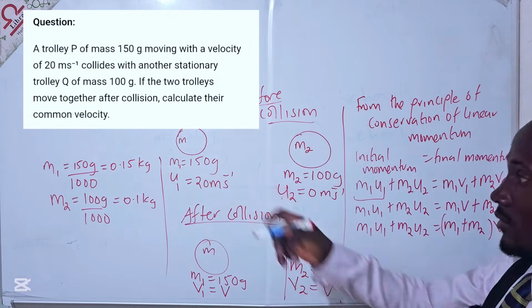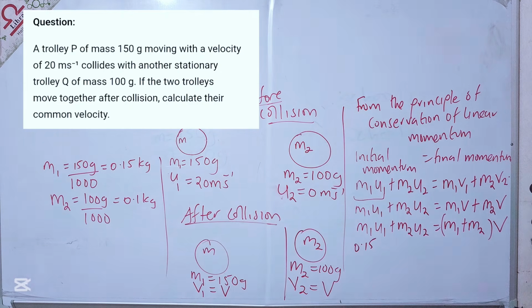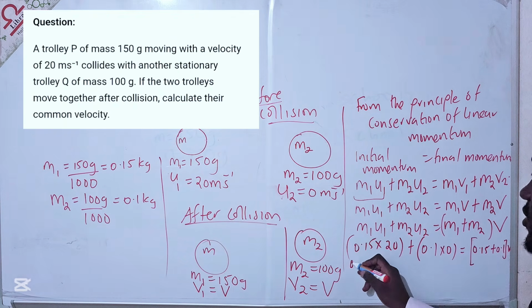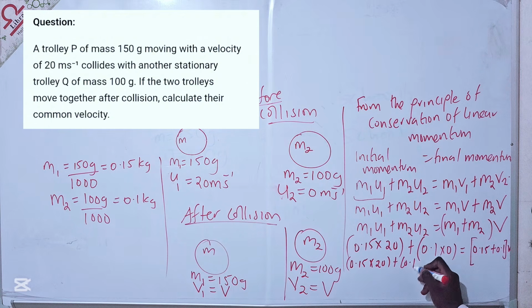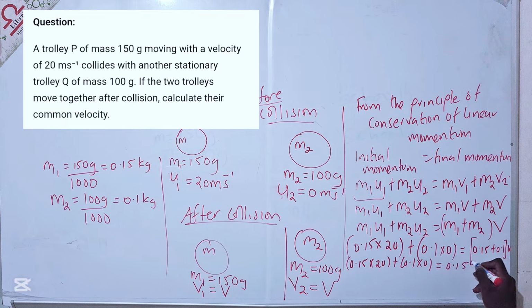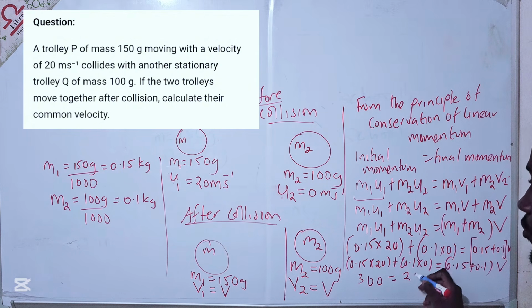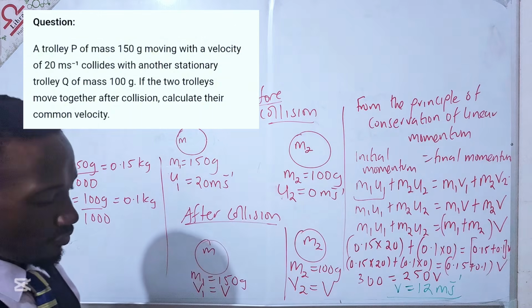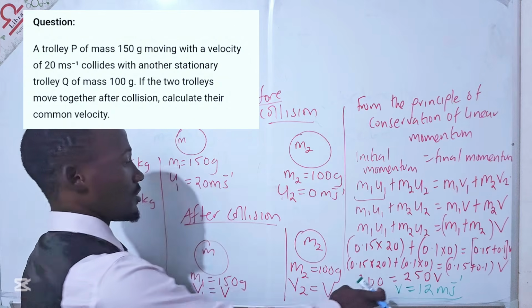So our M1 is 0.15 times U1, which is 20 meters per second, plus M2, which is 0.1 times 0, is equal to M1 0.15 plus M2, which is 0.1 times V. So this one gives us 0.15 times 20 plus 0.1 times 0 is equal to 0.25 V. So when you solve that correctly, you're going to have 3 is equal to 0.25 V. They were asking you the velocity with which they move, or the common velocity. And in that case, the common velocity is 12 meters per second.